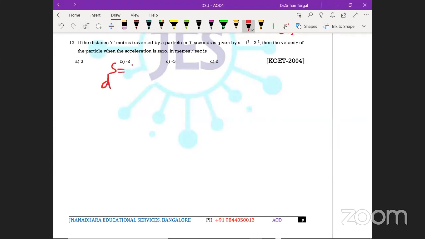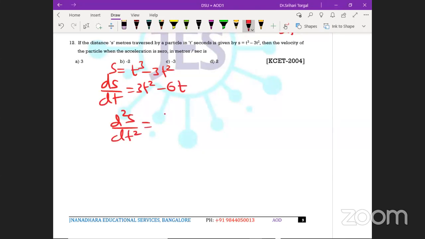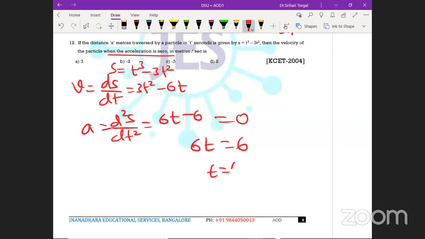S is equal to t cube minus 3t square. What is ds by dt? It is 3t square minus 6t. What is double differentiation? D square s by dt square is 6t minus 6. And they have given when the acceleration is 0. This is acceleration and this is velocity, right? If you put this one as 0, 6t is equal to 6 and t is equal to 1.